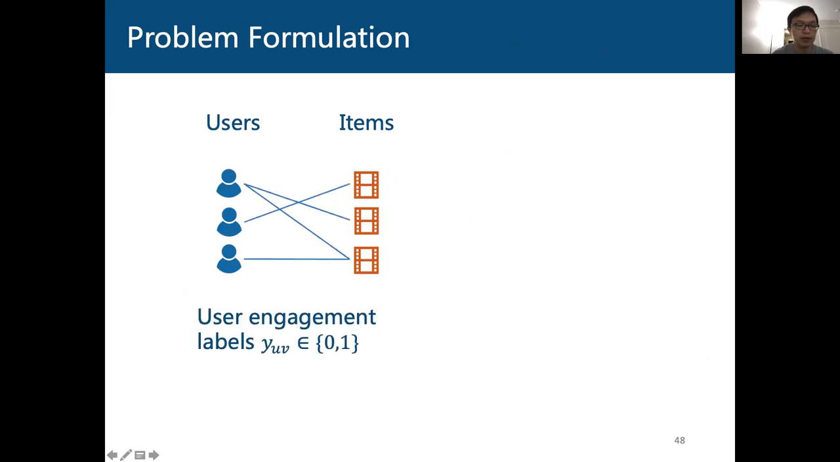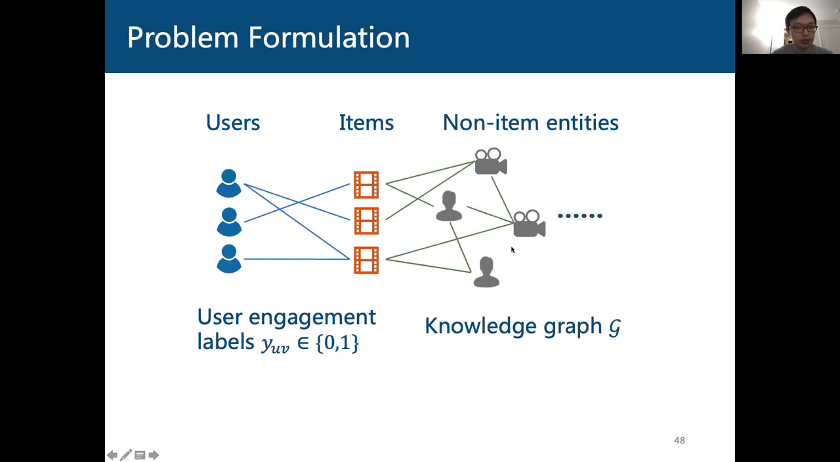Now we define our problem. Assume that we have a set of users and a set of items, and we define binary user engagement labels Y_UV, where Y_UV equals 1 means that there is an implicit interaction between user U and item V, and otherwise Y_UV is 0. We also have a knowledge graph G available, which consists of triples (h, r, t). We assume that each item corresponds to an entity in this knowledge graph.